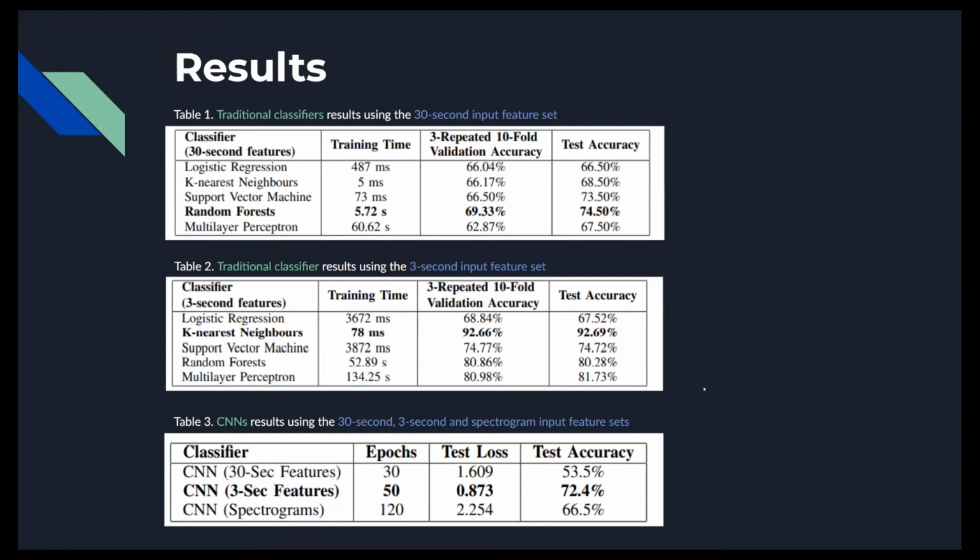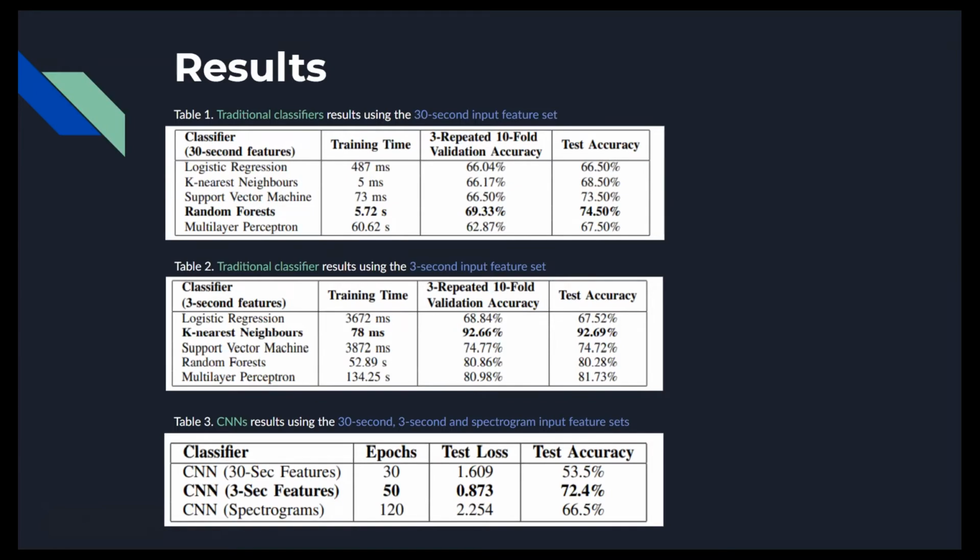And then lastly, in the third table, we have the CNN trained on the 3-second feature set, which produced the highest accuracy at 72.4% amongst the other CNNs.